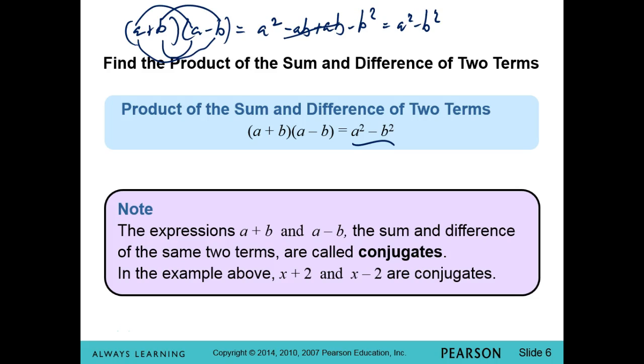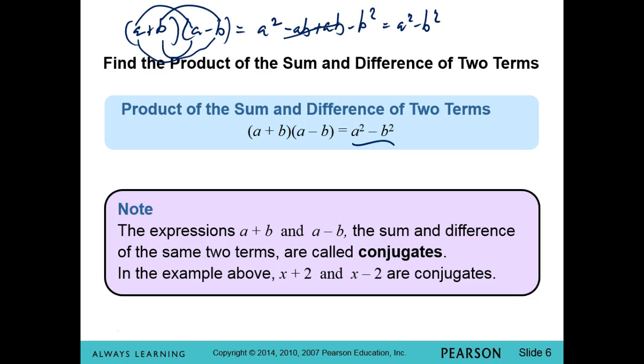Now, I think maybe in the next chapter, we're going to do factoring. And when you go to factor, anytime you see the difference of two perfect squares, you can just say, oh, that's the conjugates multiplied together. A plus B times A minus B. You'll be using this a lot, a whole lot. So remember that.